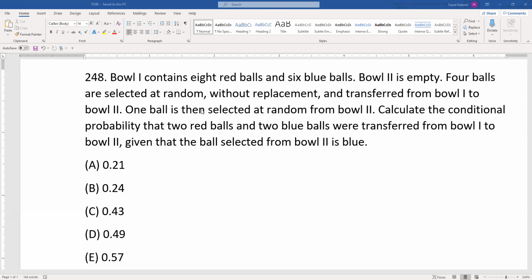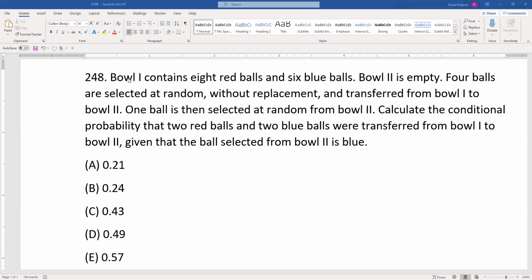Calculate the conditional probability that two red balls and 2 blue balls were transferred from bowl 1 to bowl 2, given that the ball selected from bowl 2 is blue.